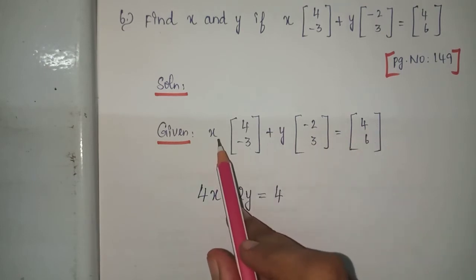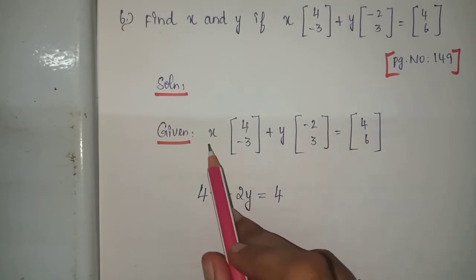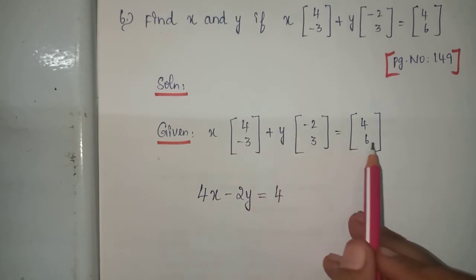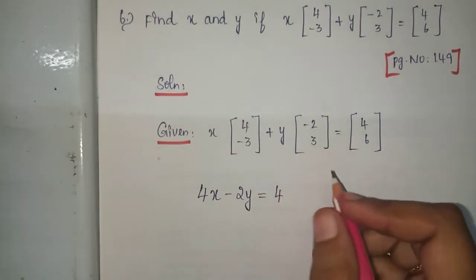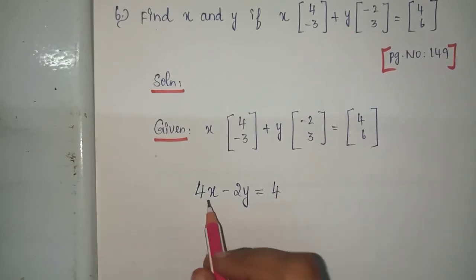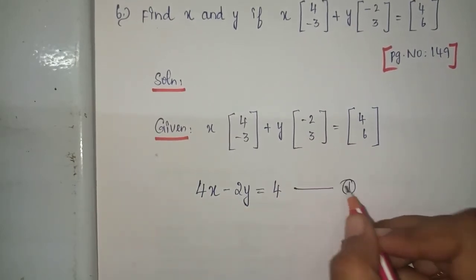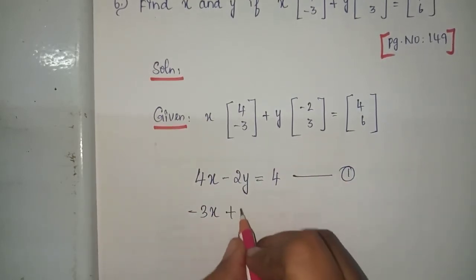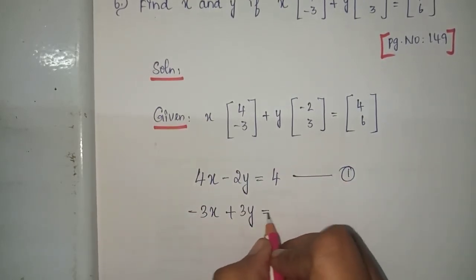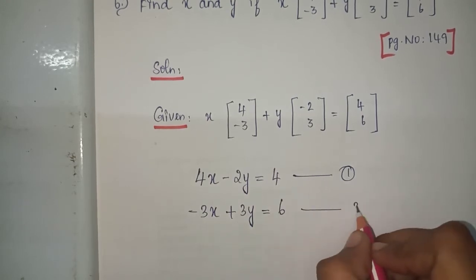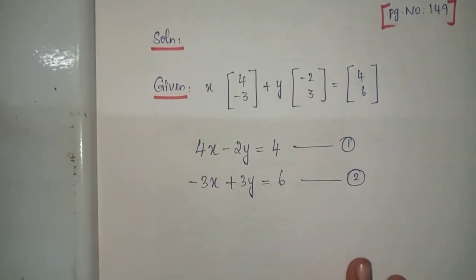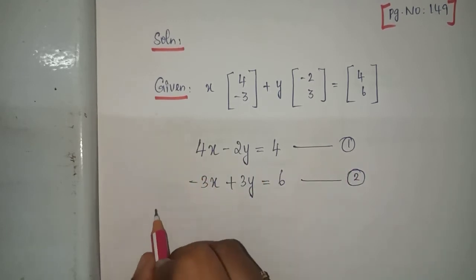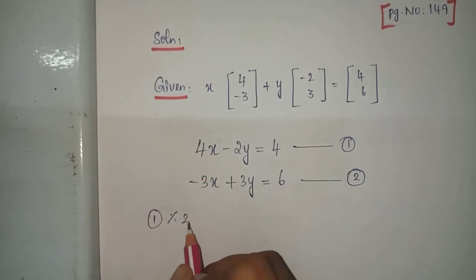Then the next step is you have to multiply x with minus 3 plus y into plus 3 is equal to 6. You get equation number 2. So this is equation number 1. Next you get minus 3x plus 3y is equal to 6, which is equation number 2. You can see equation 1 is a multiple of 2. So equation 1 is throughout divided by 2.